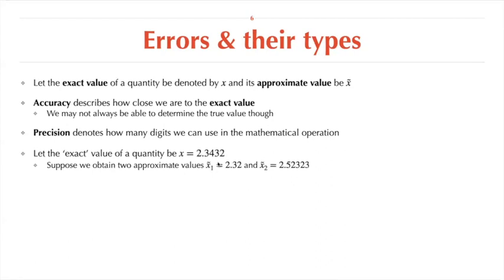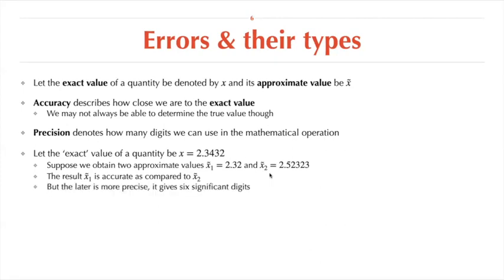As you can see, the value x1 tilde is closer to x as compared to x2 tilde. So I would say that x1 is more accurate as compared to x2. But the latter one, x2 tilde, has 6 significant digits as compared to x1, which has only 3 significant digits. So it's more precise. These are two different things. Precision and accuracy are not the same things.